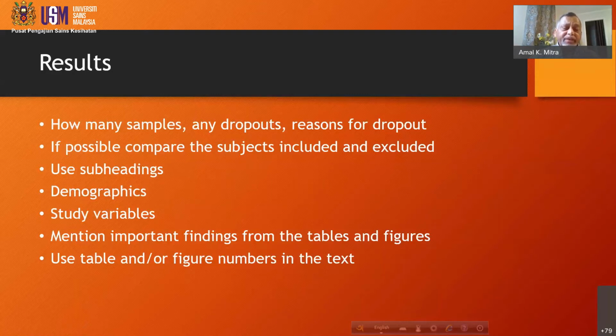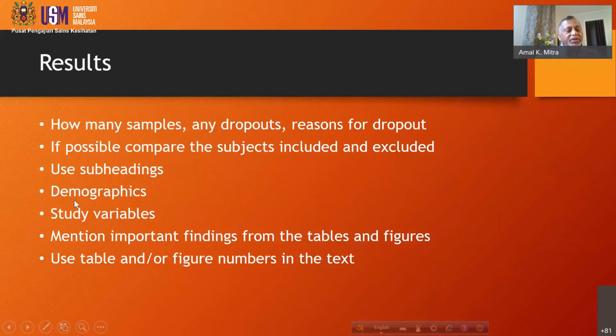What I wanted to say is why some people were excluded. The people who are excluded, their characteristics, and the people who are included, their characteristics: are they similar or different? That will tell whether your study is valid or not, whether you are biased or not. Very important point. Like the method section, you can also use subheadings in results, but not always required.